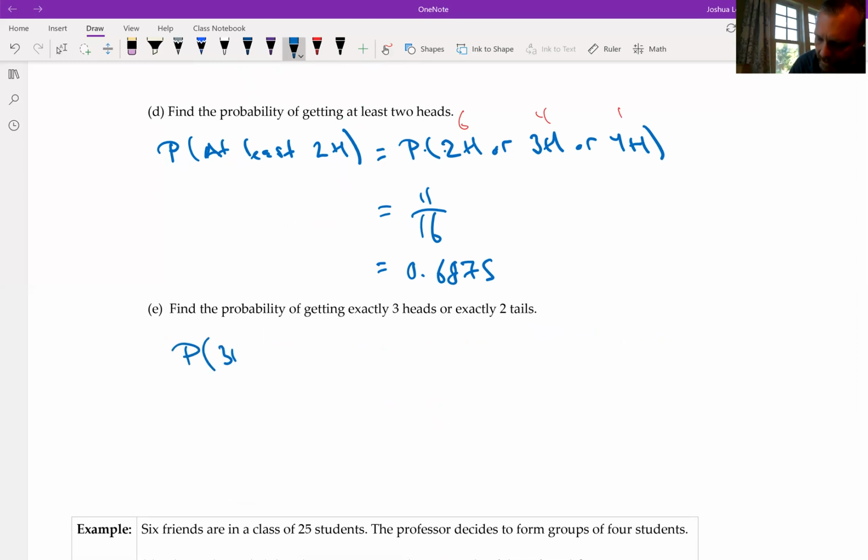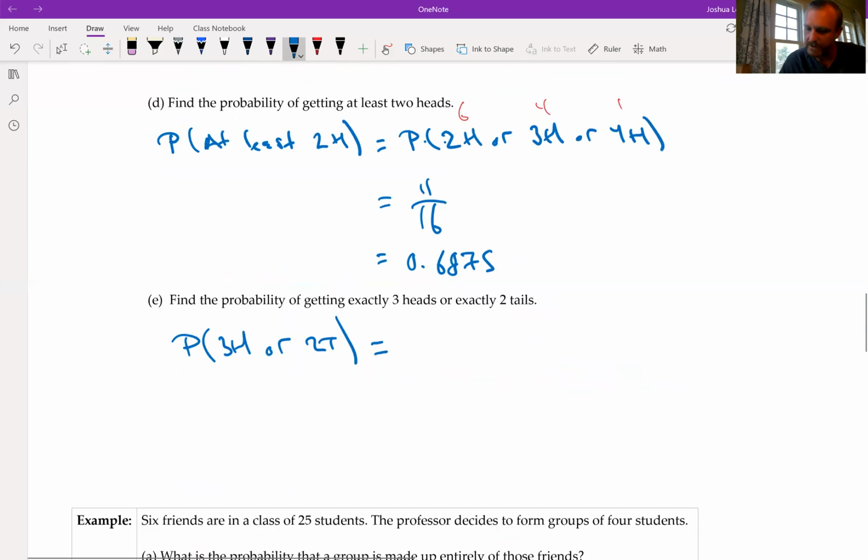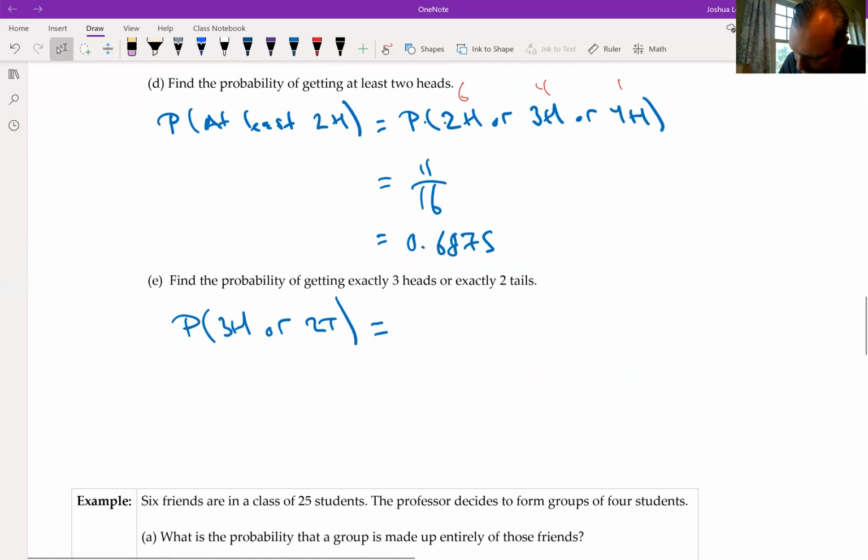And how about this one? Exactly 3 heads, or exactly 2 tails. Well, we counted the 3 heads. There were 4. And the 2 tails, that's the same as saying 2 heads. Those are 6. So 4 ways to get 3 heads, and 6 ways to get 2 tails. There were 10 total, 10/16, which is also 5/8, which you might know off the top of your head, 0.625.